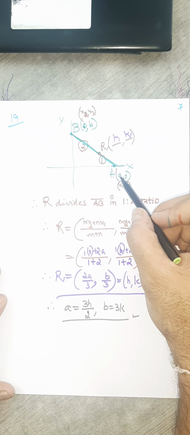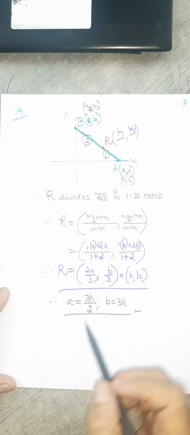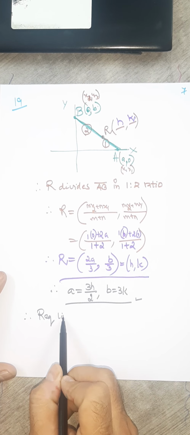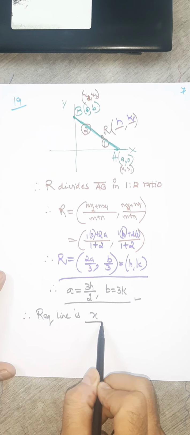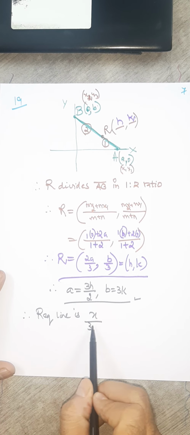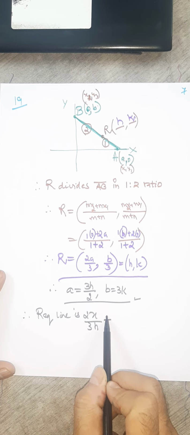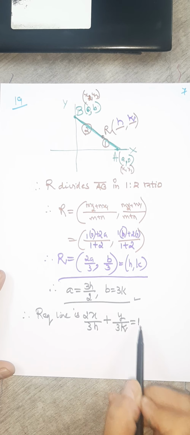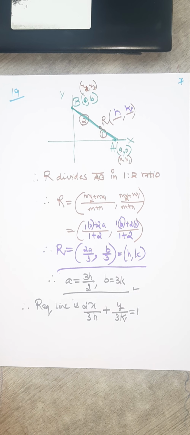But what is a? That is the x-intercept. What is b? That's the y-intercept. So therefore the required line is x upon a, what is a here? 3h by 2, plus y upon b. What is b? That is 3k, equals 1. Fine. Is this clear to you, what I did here?